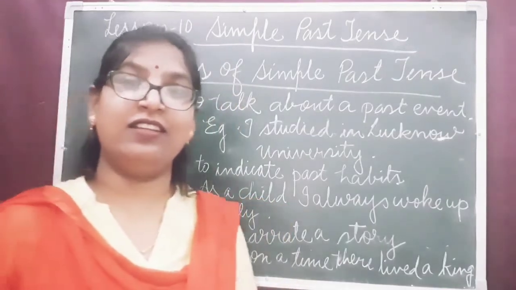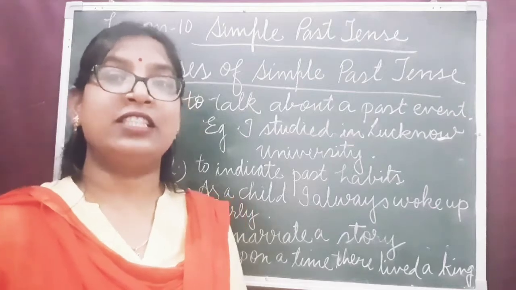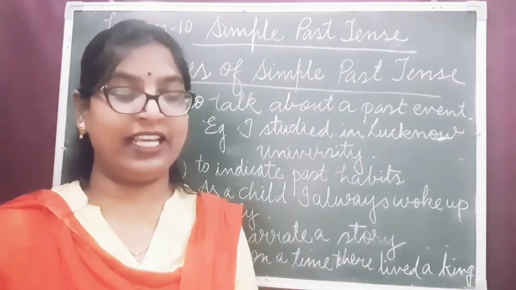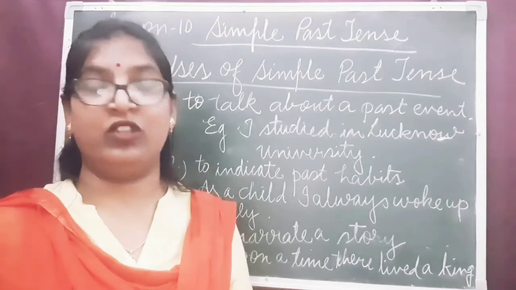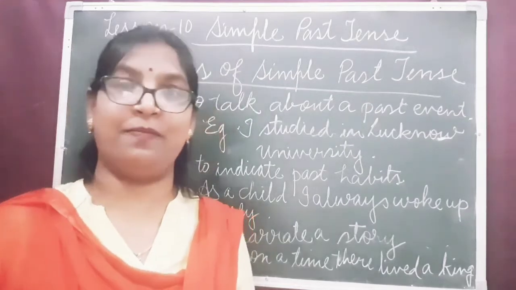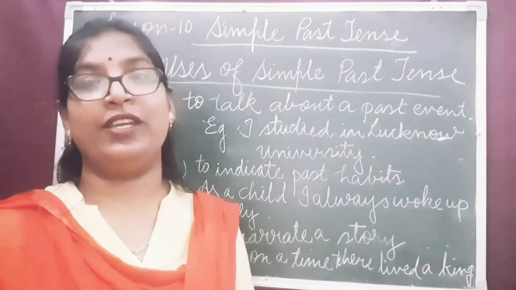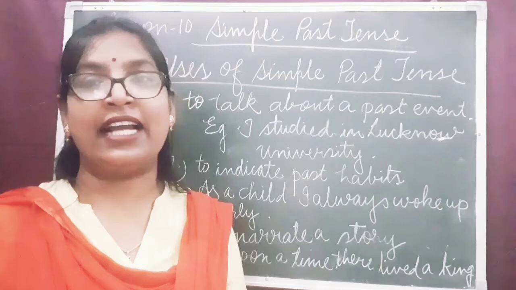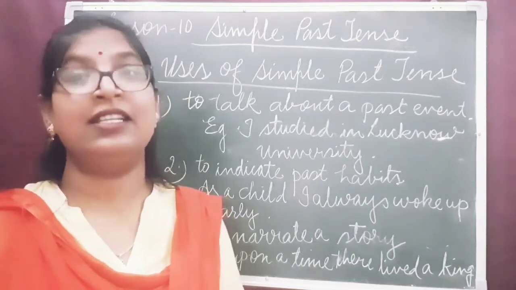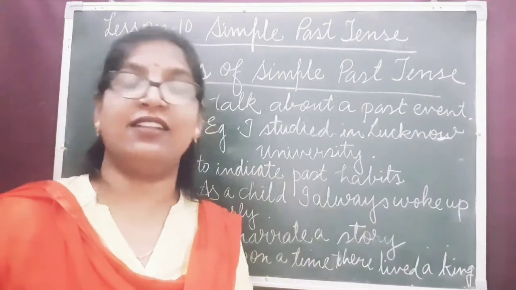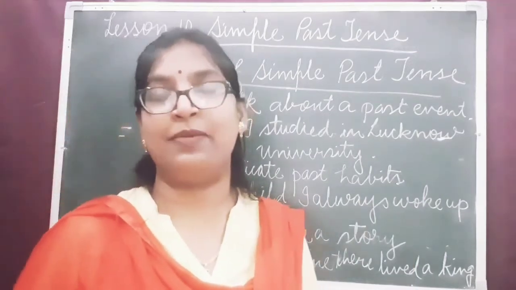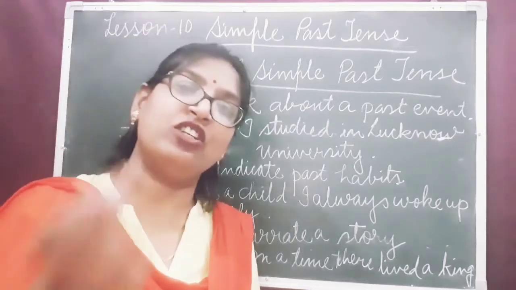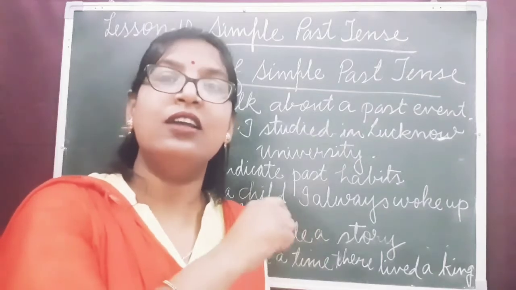Okay, dear children, I think it is clear to you what simple past tense is. Once again I will repeat: a verb that refers to past time is said to be in the past tense. The simple past tense tells us the action done in the past, the action which took place in the past. Through the example I explained, I went to London, the verb went indicates that the action took place sometime earlier in the past.